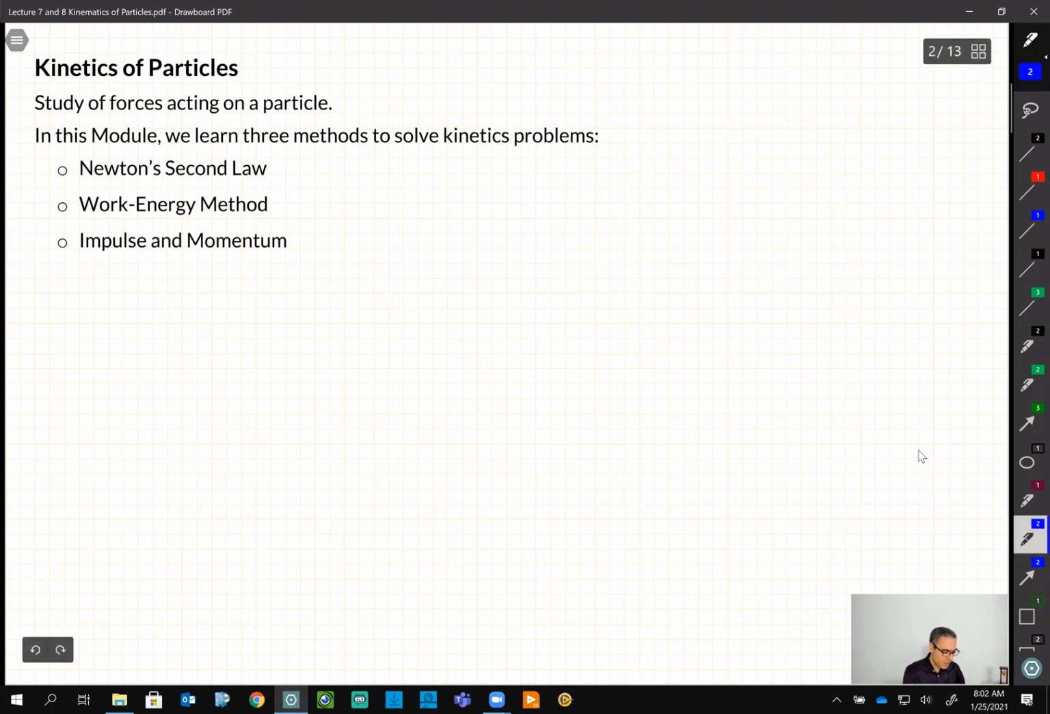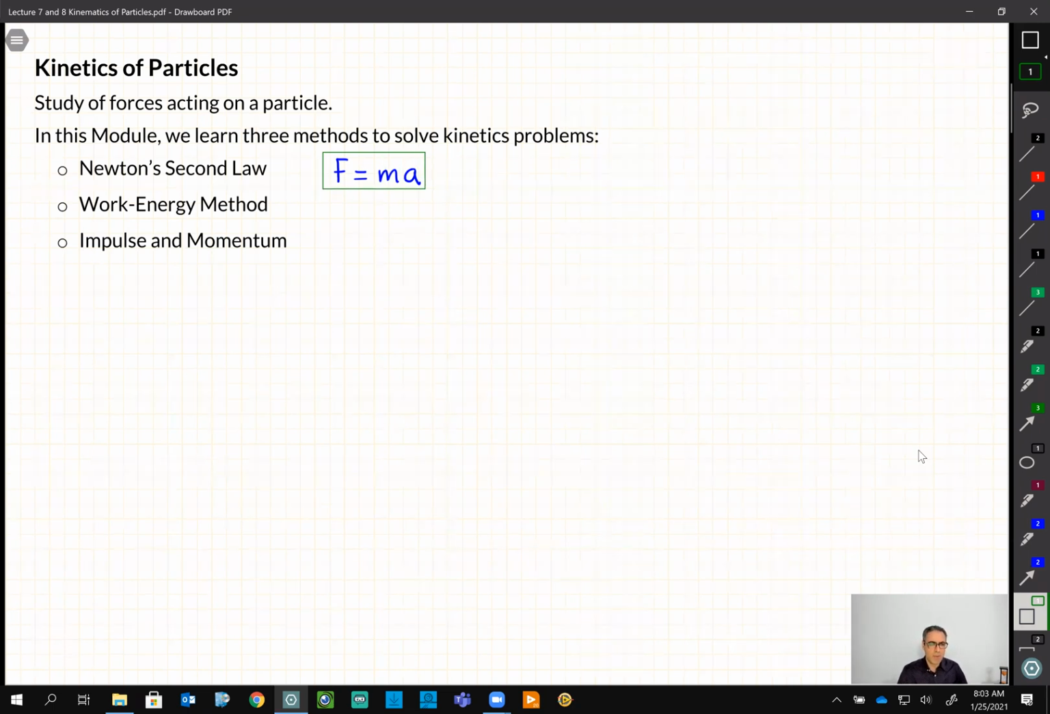So the first one, Newton's second law, is the famous formula F = ma. I'm sure I don't need to explain it further. Force is equal to mass multiplied by acceleration. Work and energy come basically from the same formula.